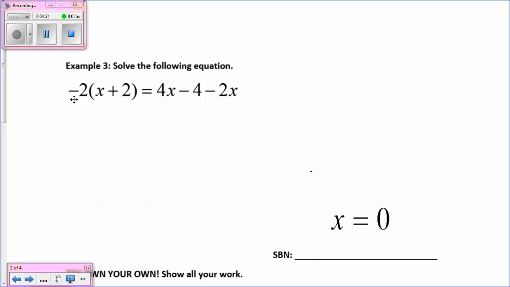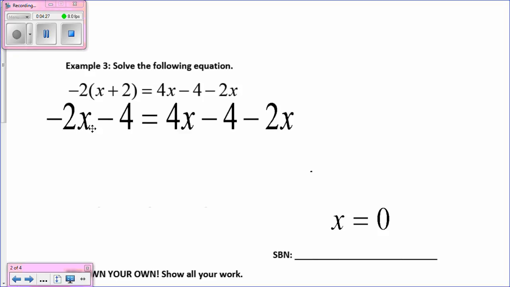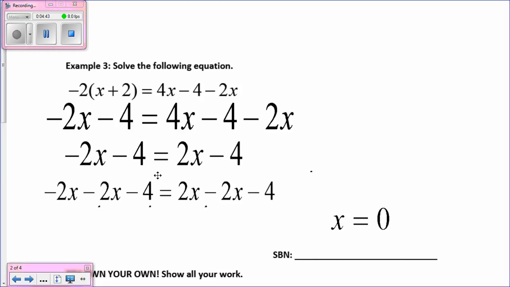Alright, here, again, we're just solving the equation, so I distribute the negative 2 first. I get negative 2x minus 4 equals 4x minus 4 minus 2x. Combine my like terms of 4x and negative 2x. Now negative 2x minus 4 equals 2x minus 4. I'm going to subtract 2x from both sides.